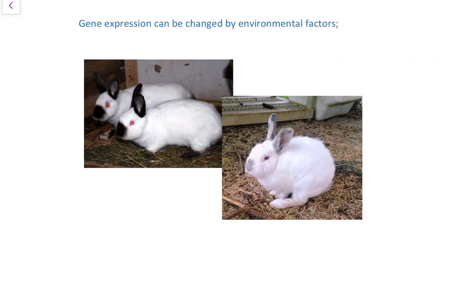Our next question is, how can gene expression be changed by environmental factors? We just saw that really in that example, the idea of lactose being present in the environment changed gene expression in E. coli. If lactose was there, they switched on a gene and they started expressing it, started using it.